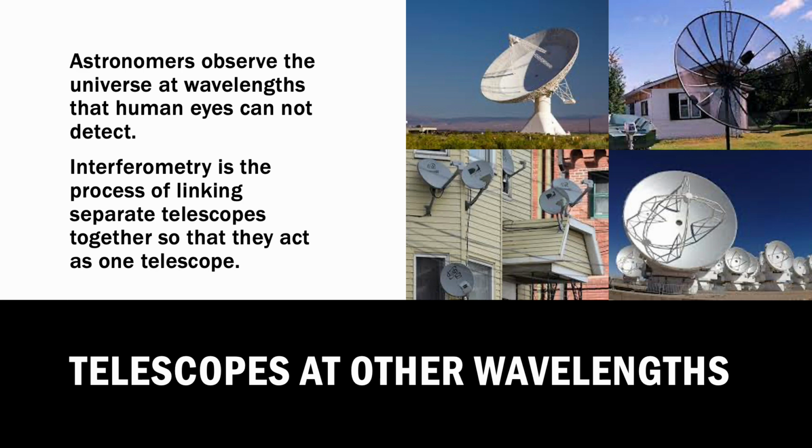Interferometry is the process of linking separate telescopes together so that they act as one telescope. If you notice on the lower right hand corner, there are multiple telescopes that are together. Those are all linked so that they are getting the best picture they possibly can. The detail in the images that are produced improves as the distance between the telescopes increases. So for interferometry, if you move those out further, the image is going to become clearer.